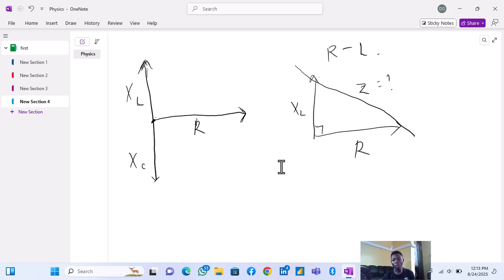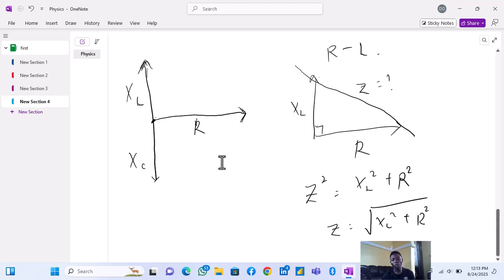So how do I calculate that? It's very simple. I just use Pythagoras theorem. Pythagoras theorem tells me that Z squared equals XL squared plus R squared. So Z itself will be the square root of XL squared plus R squared. This is the total impedance for an RL circuit. It's as simple as that.